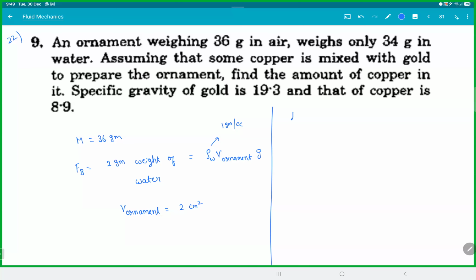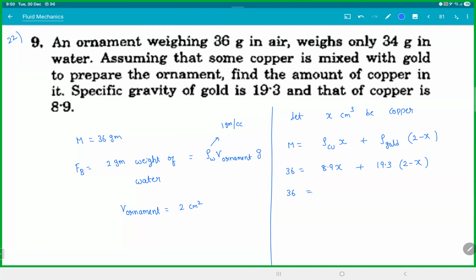You're done, actually. After that, let X cubic centimeters be copper. Then the mass of the ornament must be density of copper times X plus density of gold times the remaining volume, which is 2 minus X. The remaining volume must be gold. And then this is 36. Density of copper is 8.9 times X. Density of gold is 19.3 times (2 minus X). So this is 36.